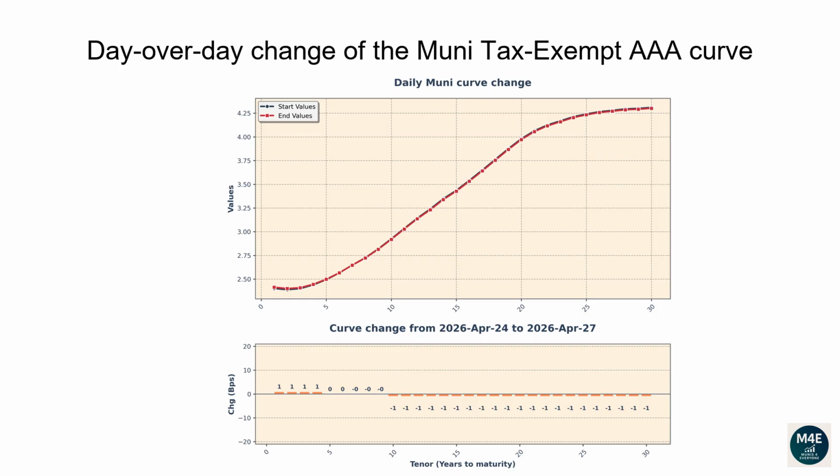The one-year tenor changed 1 basis point. The 2-year tenor changed 1 basis point. The 5-year tenor changed 0 basis points. The 10-year tenor changed -1 basis point. The 20-year tenor changed -1 basis point. The 30-year tenor changed -1 basis point.